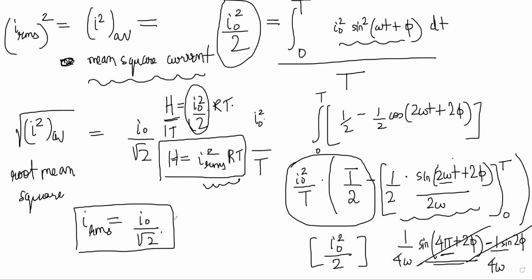The alternating voltage and alternating current are generally measured and mentioned in terms of their RMS values. So when you say there is a 220 volt AC supply to your house, what it really means is the RMS value is 220 volts, the VRMS. VRMS is equal to V naught by root 2. And 220 into root 2, or around 311 volts, is the peak voltage of your actual EMF.